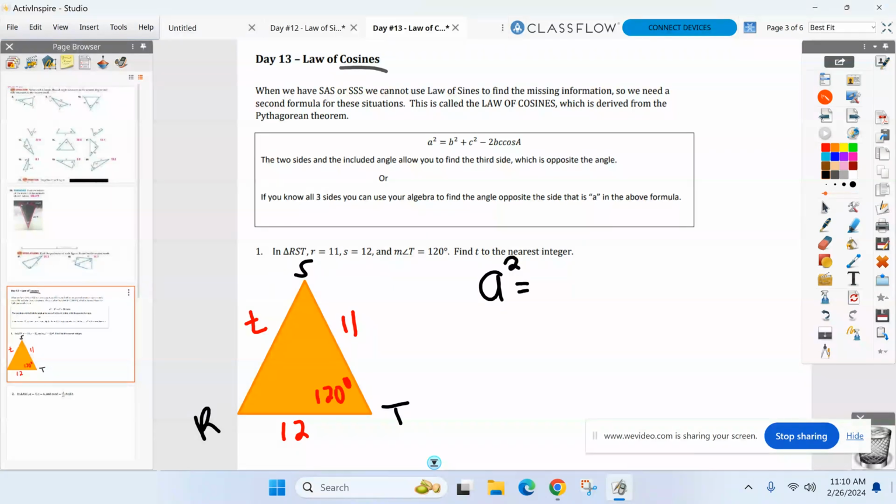A squared equals b squared plus c squared. Oh, over there. Little Pythag, right? This is how the law of cosines was born, using Pythagorean theorem. Minus 2bc, and then finally times the cosine of capital A. Woo!